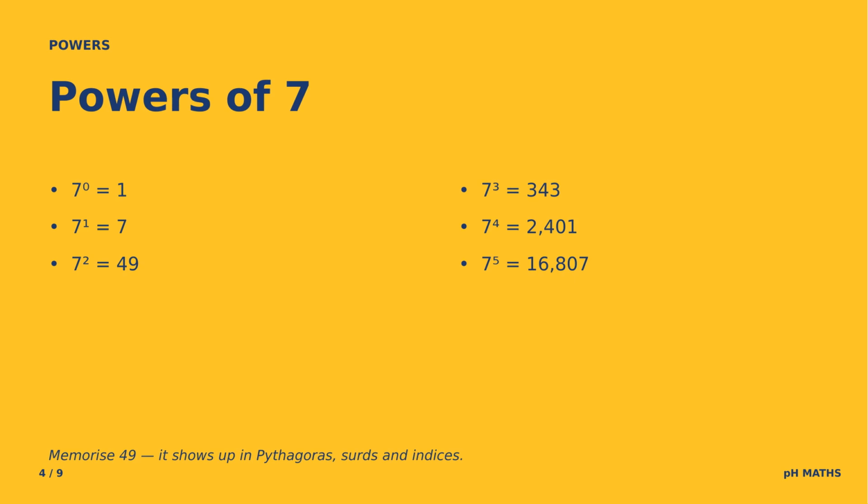Powers of 7. Anything to the power 0 is 1. That's a rule, not a fluke. 7 to the 1 is 7. 7 squared, 49. 7 cubed, 343. 7 to the 4th is 2,401. 7 to the 5th, 16,807. The one to lock in is 49.